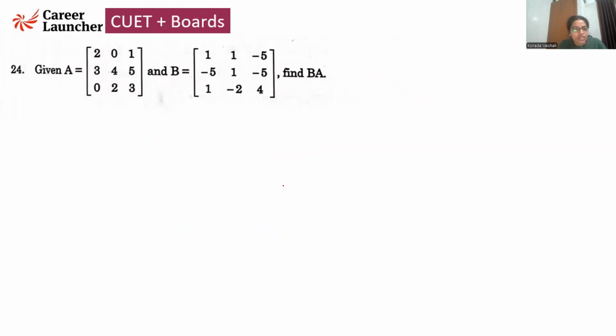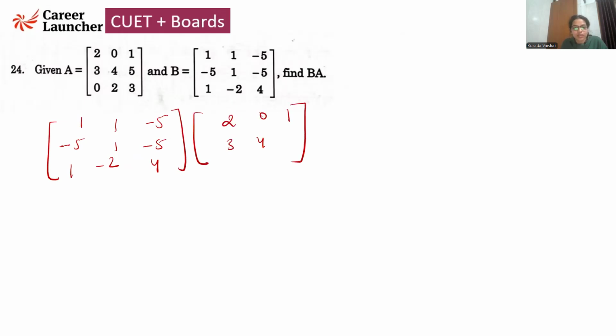Now the next one is, I'm given two matrices A and B and we need to calculate the product BA. Okay, so let us write down the matrix B. This is −5, and 4. And my matrix A is 2, 0, 1, 0, 2, and 3. So let us apply the operation.